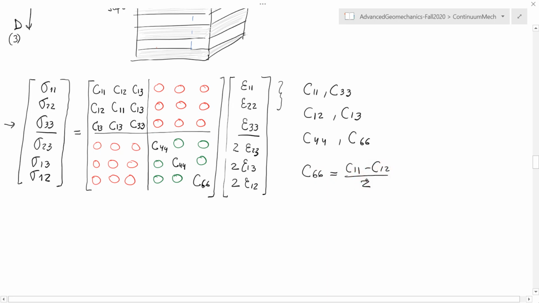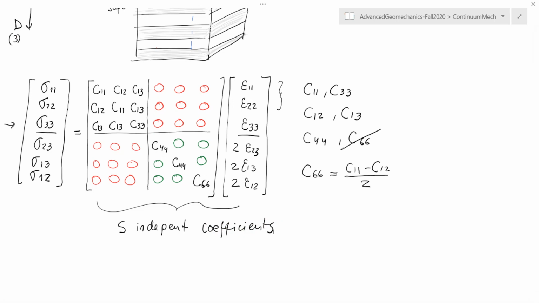So at the end of the day, I just have 5 independent coefficients, and that's the VTI model. If you want to use the VTI model, then you're just going to need to measure 5 independent coefficients, and we'll see later on how to do that.